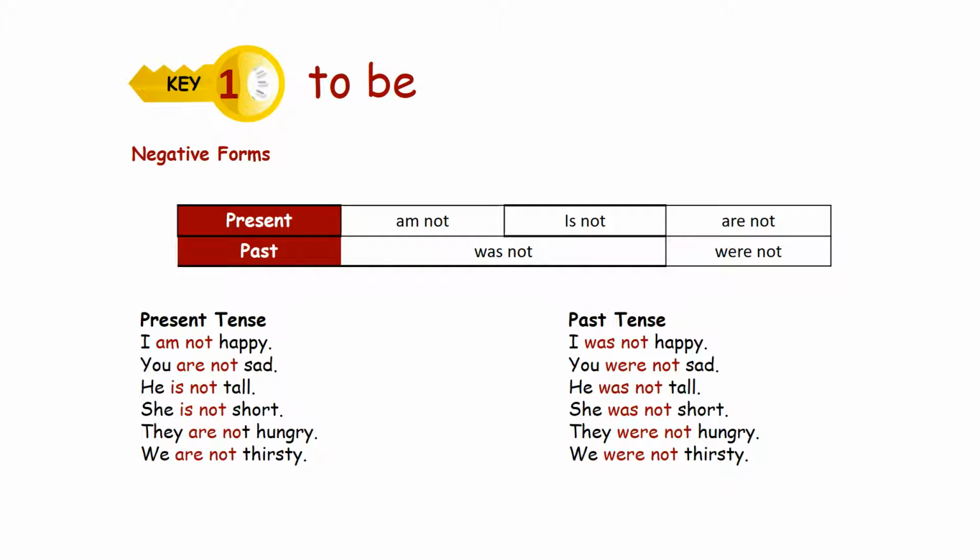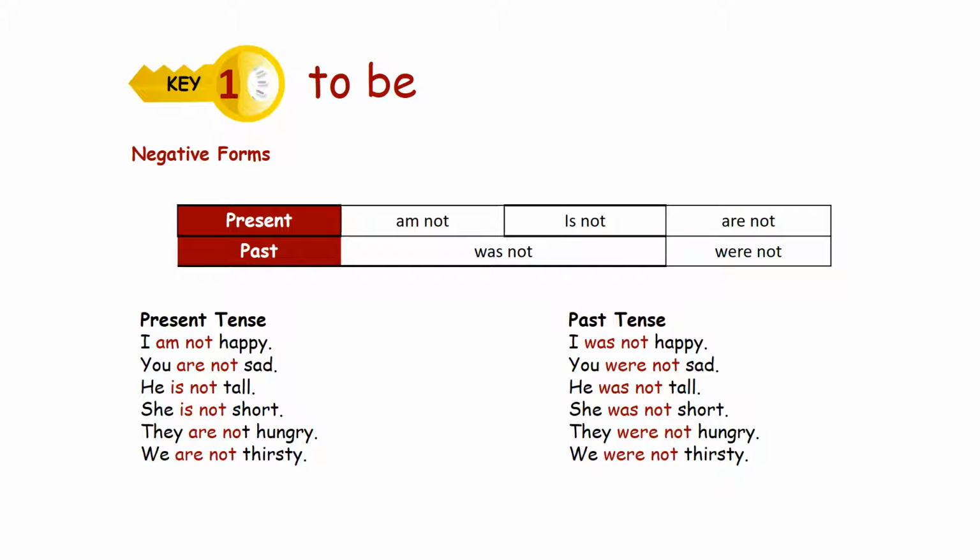Now, still working with the verb be, how do we say the opposite? How do we say no? The verb be is the easiest verb to negate in English. When you need to say no, you simply put the word not after the form of be. For example, am I happy? I am not happy.